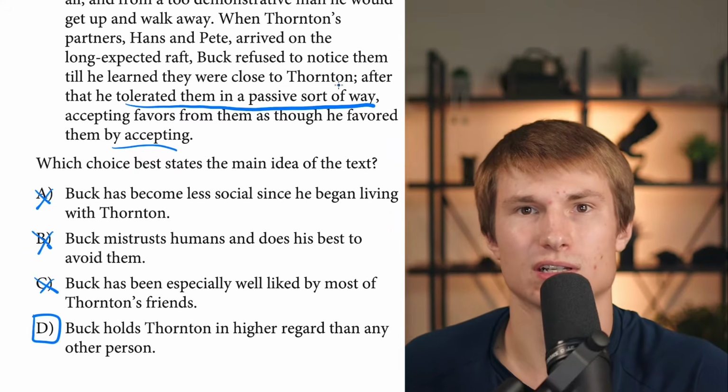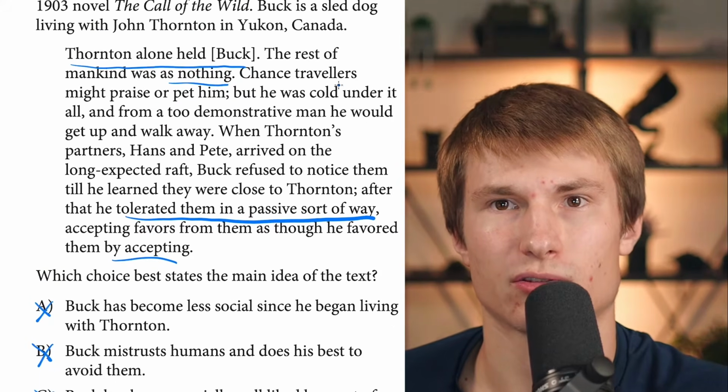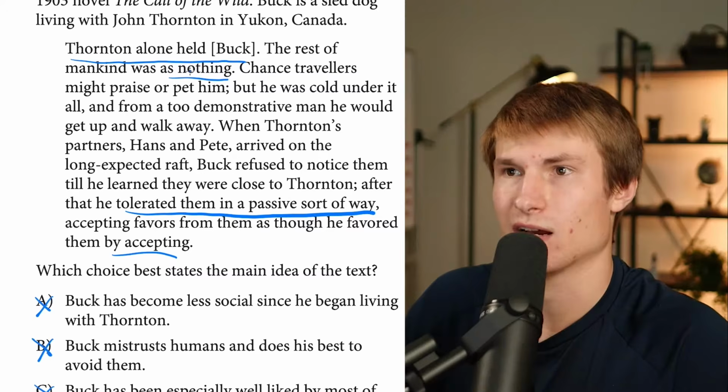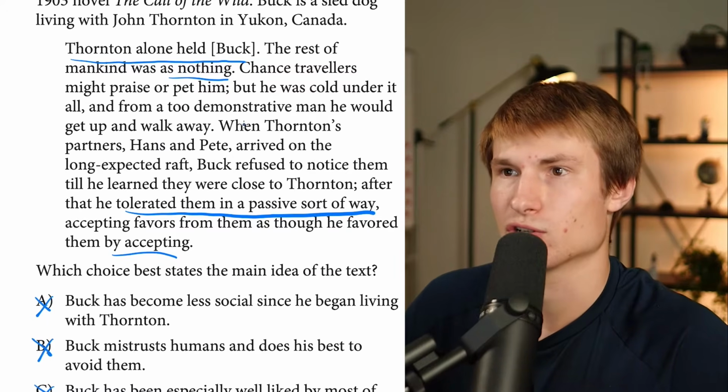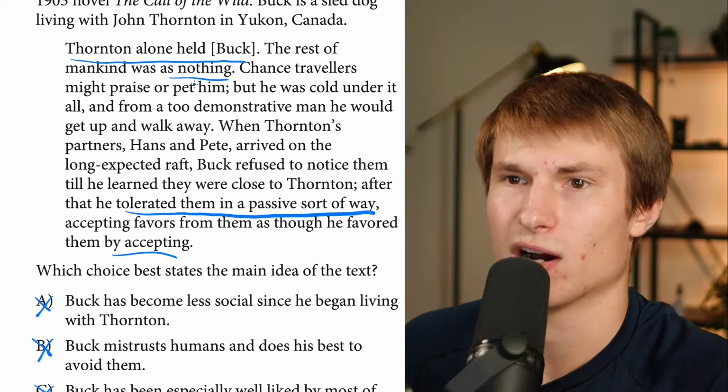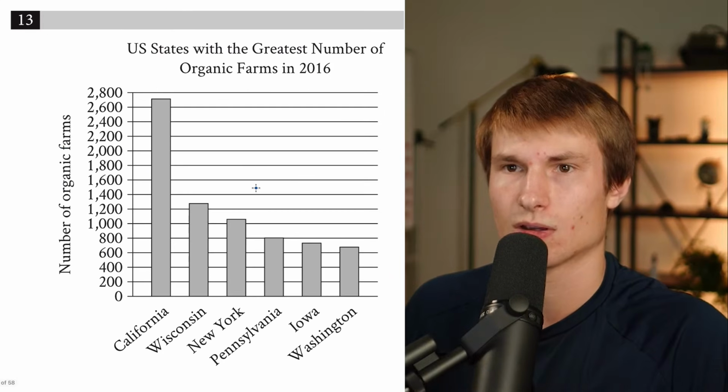Okay, but Thornton, if we go up to the first sentence, Thornton alone held Buck, rest of mankind was nothing. So obviously very strong relationship between the dog, Buck, and Thornton. So our answer would have to be answer choice D. Question 13.